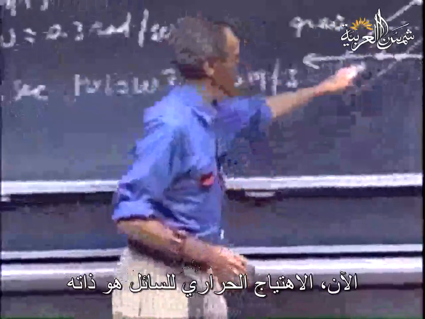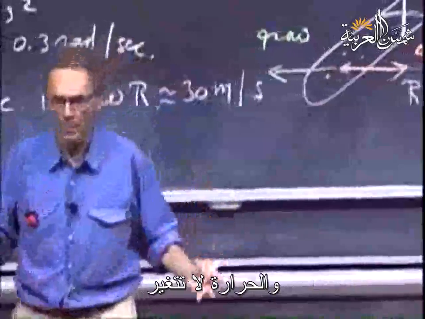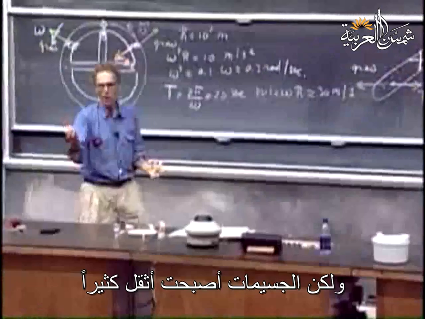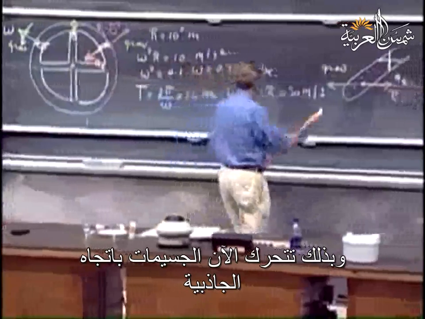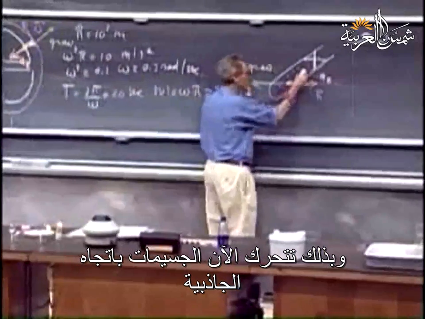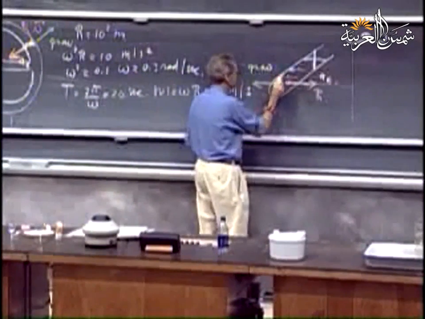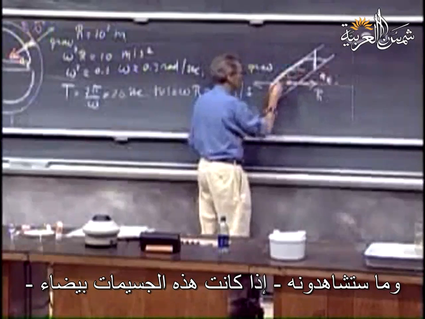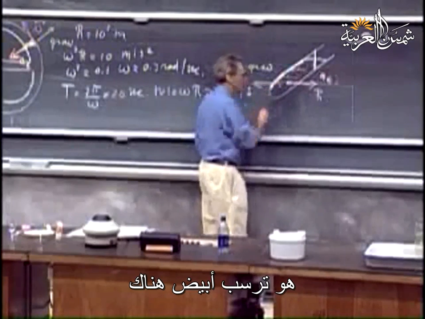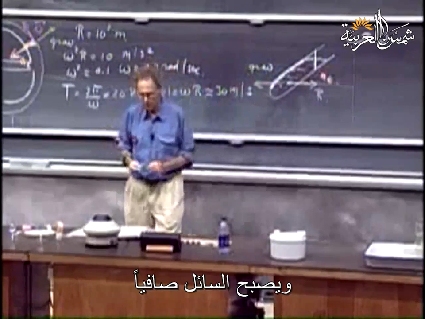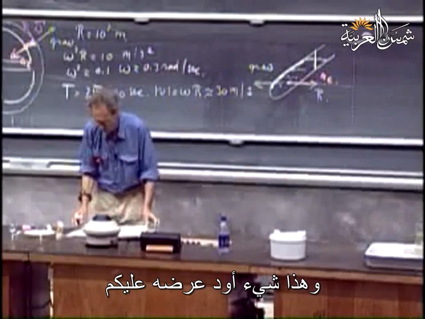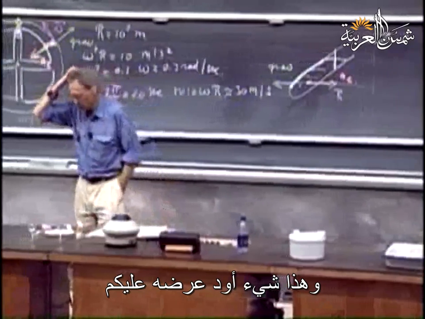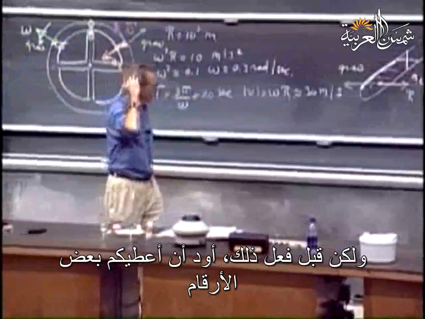The thermal agitation of the liquid is now the same. The temperature doesn't change, but the particles have become way, way heavier. And so the particles now go in the direction of gravity, which is here. And what you will see, if these particles are white, you will see white precipitation there, and the liquid will become clear. And that is something that I would like to demonstrate to you. But before I do that, I want to give you some numbers.